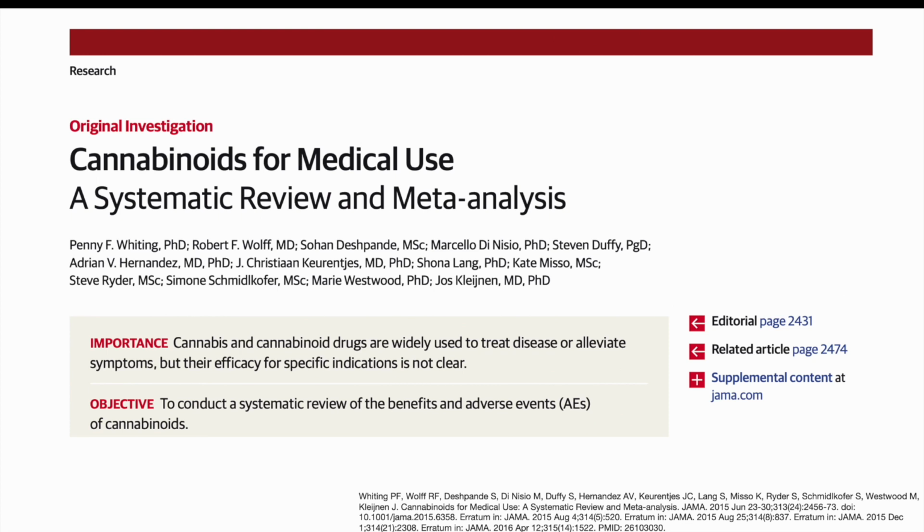And so we found this article called Cannabinoids for Medical Use, a Systematic Review and Meta-Analysis. And this is found in the Journal of the American Medical Association in 2015. You can see the citation down there. So in our abstract, we see the importance is that cannabis and cannabinoid drugs are widely used to treat disease or alleviate symptoms, but their efficacy for specific indications is not clear. And so their objective was to conduct a systematic review of the benefits and adverse events of cannabinoids.